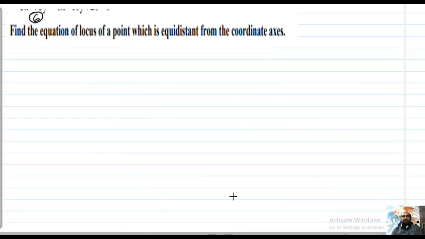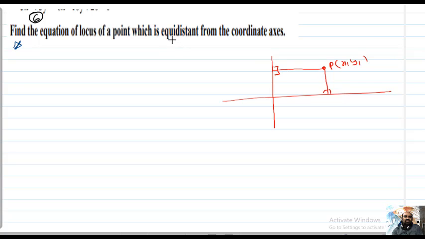Next, a point which is equidistant from two coordinate axes. Interesting problem. This is our y-axis, x-axis. P is a variable point such that the distance from the x-axis and the y-axis are equidistant, when these two distances are equal. So this is mod x1, and this is mod y1. So this is M and N, given mod x1 equal to mod y1.